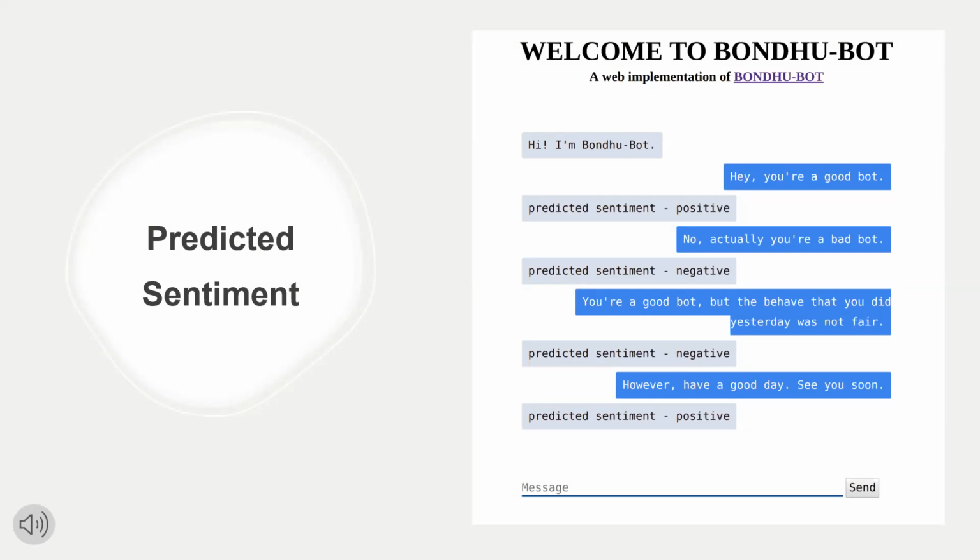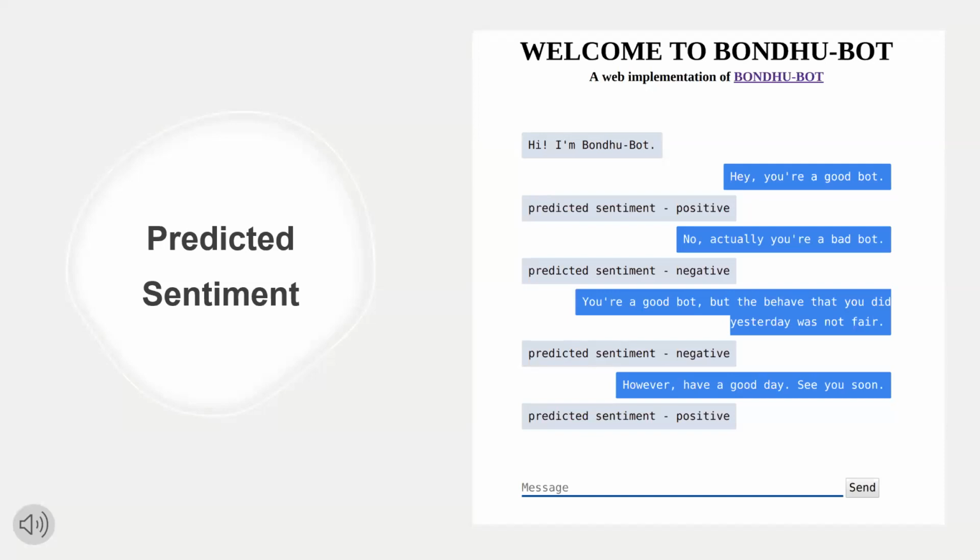So we have also given a complex sentence here. For example, you are a good bot, but the behavior that you did yesterday was not fair. Now, if we see this line, it's easier for a human to detect this because we understand that it's not a positive sentiment, though the first part of the sentence says something good. But we have seen that our machine was able to identify the greater emphasis that the sentence had on the negative part, and so our predicted sentiment was accurate. This was a great achievement for us. And this was one more reason why we used deep learning models, because they work better on complex sentences.